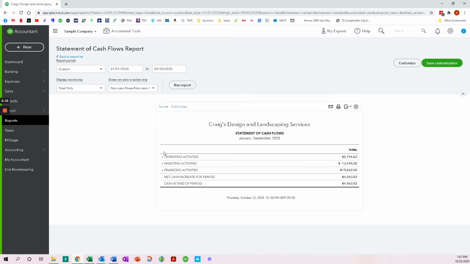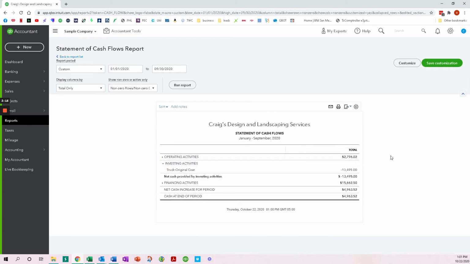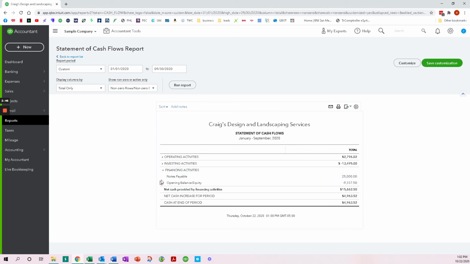The next section is investing activities. This is when you buy or sell a fixed asset or something similar from your business, but you're not using financing to do this. In this entry here, it looks like they sold a truck, or I'm sorry, they bought a truck for $13,495.